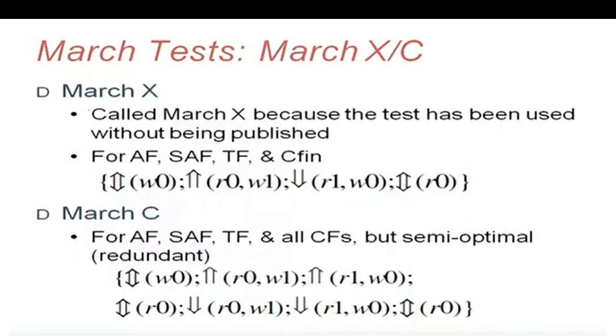March X called marches because the test has used one without being published, so it detects address decoder fault, stuck-at fault, transition fault, and inversion coupling fault. Whereas March C has all the coupling faults, but it's semi-optimal as it consists of some redundant patterns.